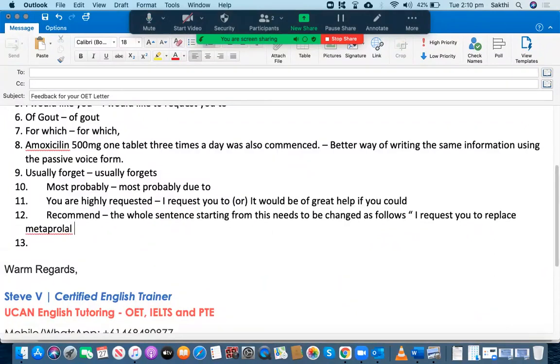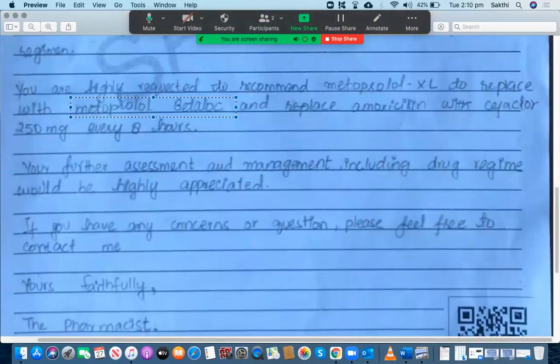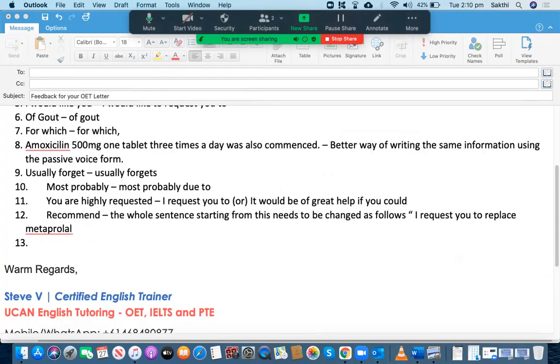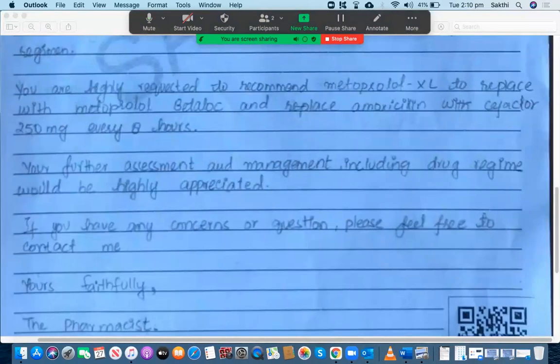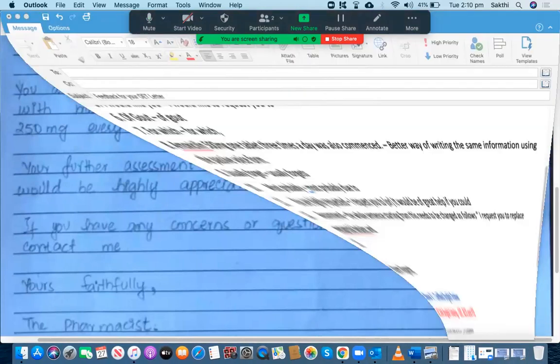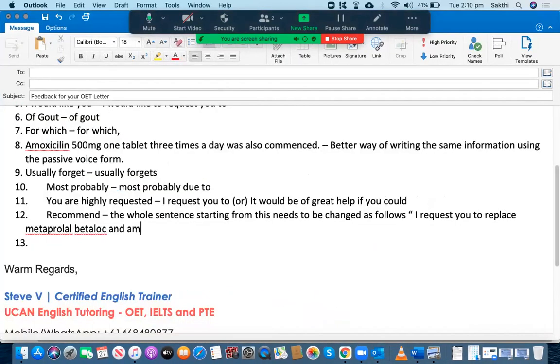Sorry, give me 1 minute. Metoprolol Betaloc, isn't it? Betaloc, yeah. BETALOC. Am I right? Yeah. Replace, and then you can put the second tablet as well together. What's the second tablet? This one, amoxicillin. Yes, and amoxicillin. So we are going to replace two medicines.